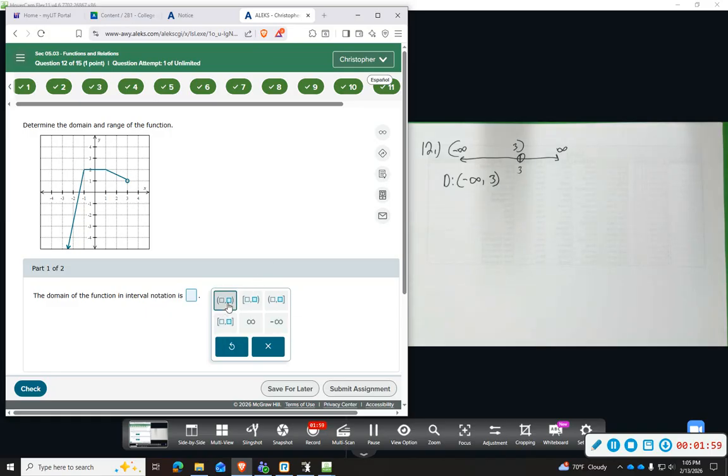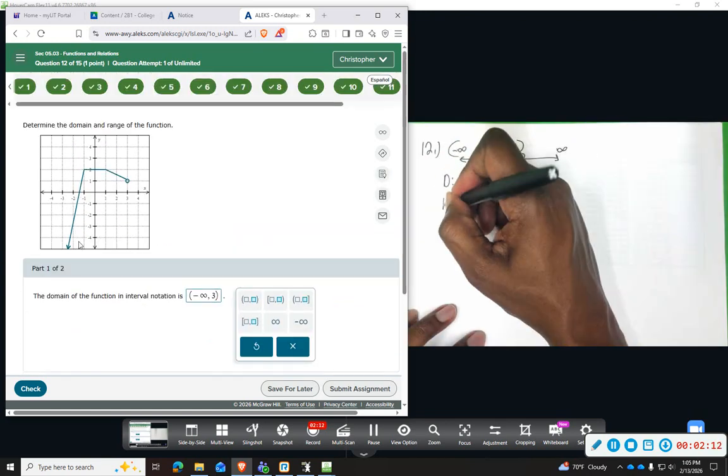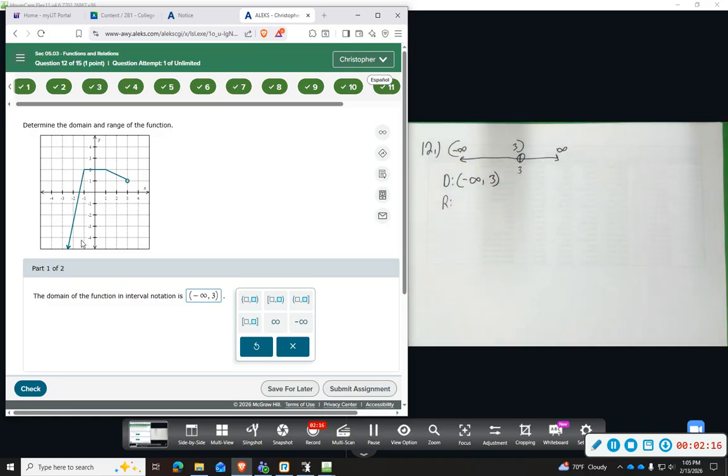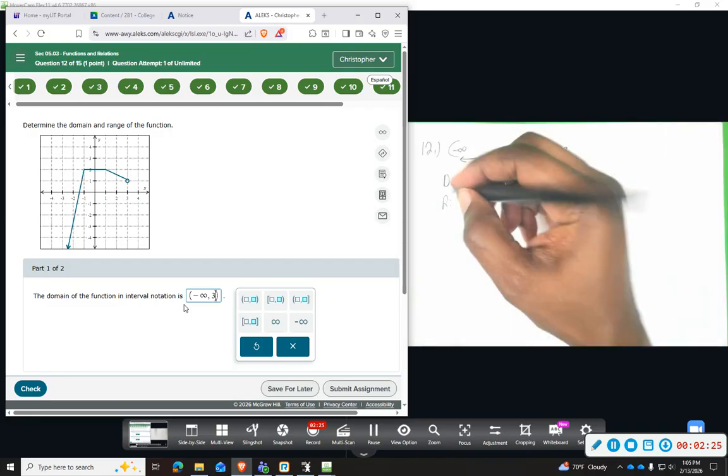Then we are going to look at our range. The range is looking in the y direction only, top to bottom. So if I'm thinking about the range, I want to ask how far down does this graph go? Again, it's going down, and the arrowhead means it's going to continue going downward forever. So that's going to be negative infinity.